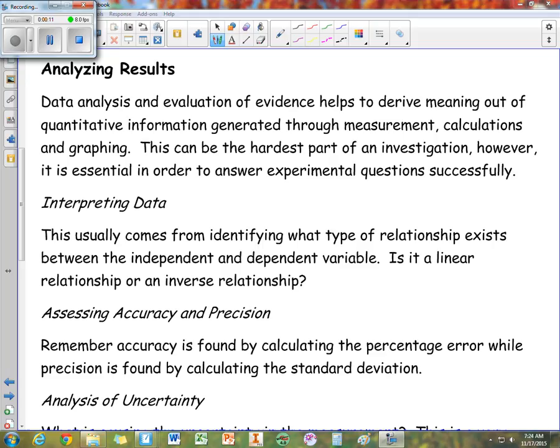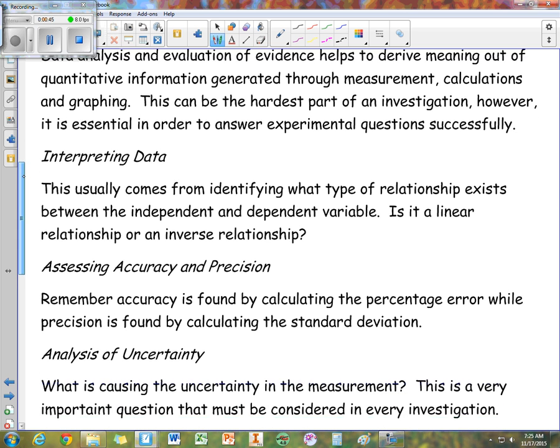Data analysis and evaluation of evidence, we have to use this to help us to derive meaning out of nature. The purpose of science is to create and test models, and analyzing results is how we test models. So we gather information through measurements, calculations, graphing, and we now need to analyze it. And this can be the hardest part of any investigation, but it's essential because we need to answer experimental questions in order to be successful.